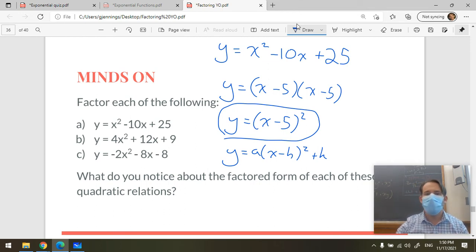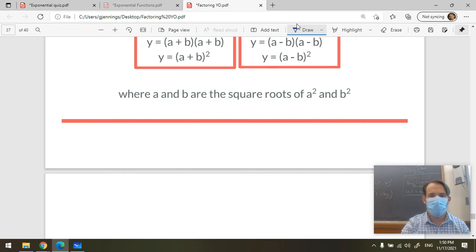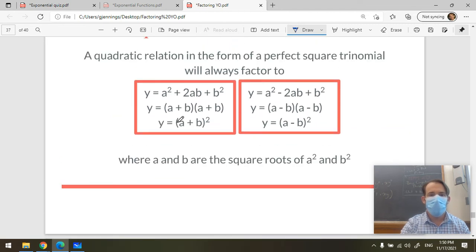They can be written that way. Get some practice. So here, if I have y is equal to (a plus b) squared, then that would expand this way. You're going to see them as a squared plus 2ab plus b squared. That's how they're going to look. You don't need to be able to recognize them at this point. You just need to be able to factor them.